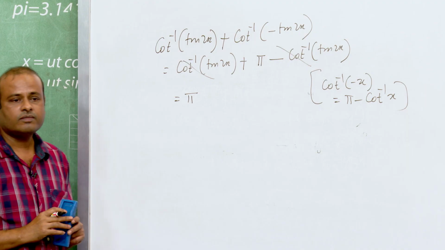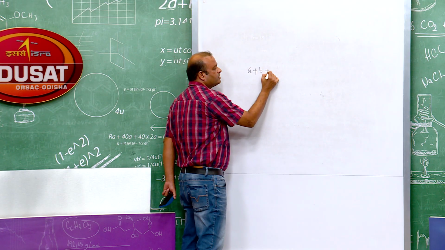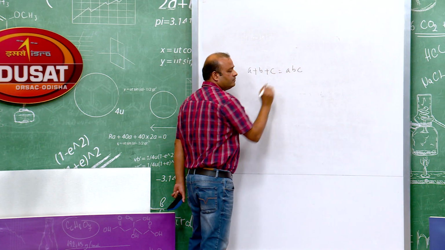So next consider another one, that is, if A, B, C greater than 0 such that A plus B plus C is equal to ABC, find the value of tan inverse A plus tan inverse B plus tan inverse C, right? A, B, C positive, it is given to you all three A, B, C are positive, and A plus B plus C is equal to ABC. So you have to find the value of tan inverse A plus tan inverse B plus tan inverse C. It is given that A plus B plus C is equal to ABC, right?